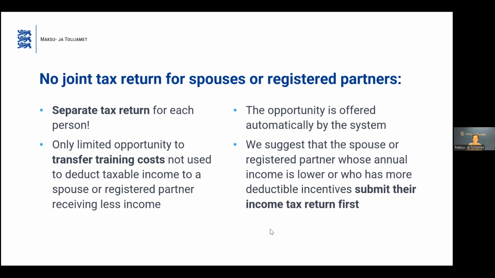And this opportunity is offered automatically by the system, but only to spouses or registered partners who are registered in the Estonian registers. You cannot do it yourself if the system does not offer you that opportunity. But just in case, the spouse whose annual income is lower or who has more deductible incentives should submit their income tax return first, then this opportunity is offered by the system.